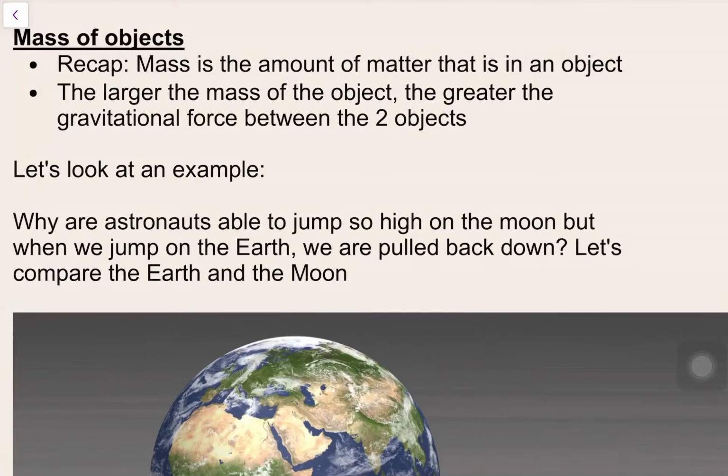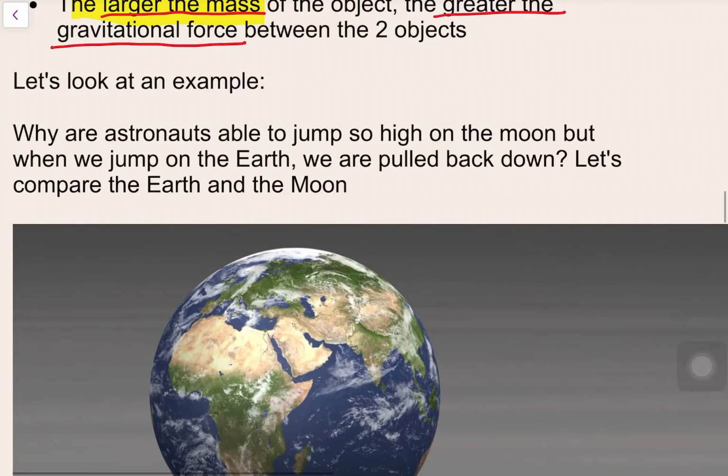So to recap, mass is the amount of matter that is in an object. The relationship between mass and the amount of gravitational force is that the larger the mass, the greater the gravitational force between the two objects. So larger the mass, greater the gravitational force. And the opposite is true. If the mass is lesser, then the gravitational force will be less. Alright? Now let's take a look at an example to explain mass.